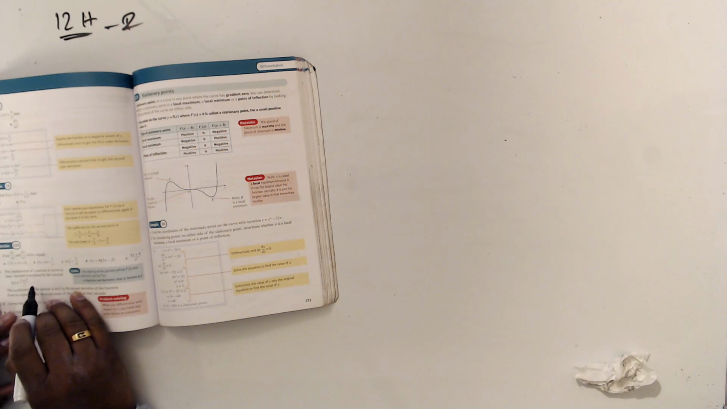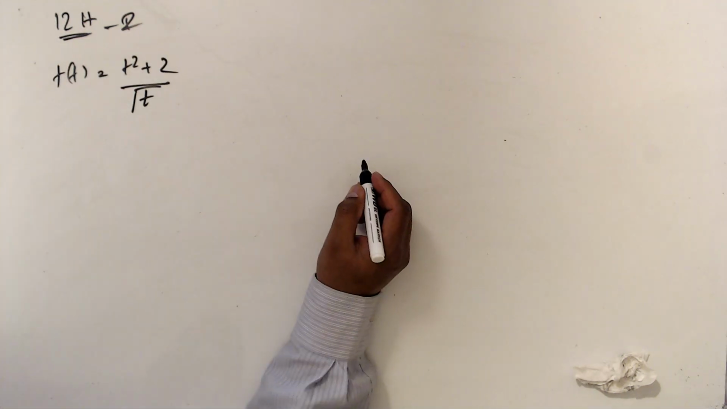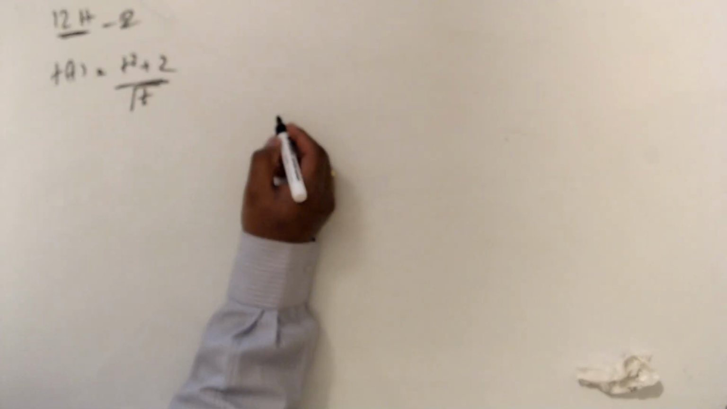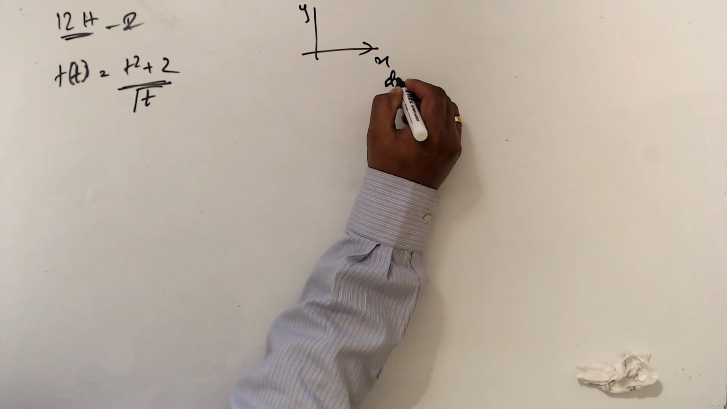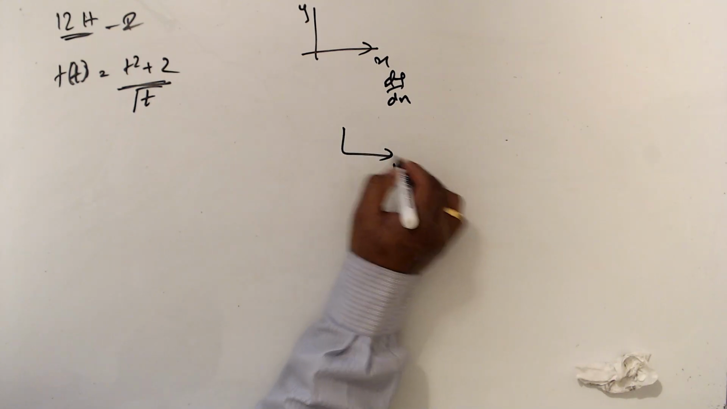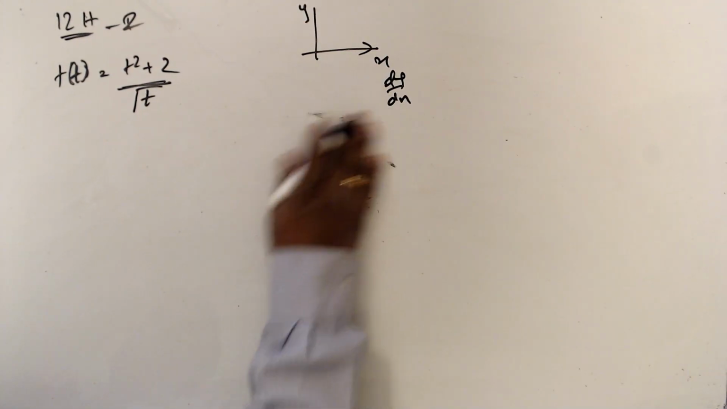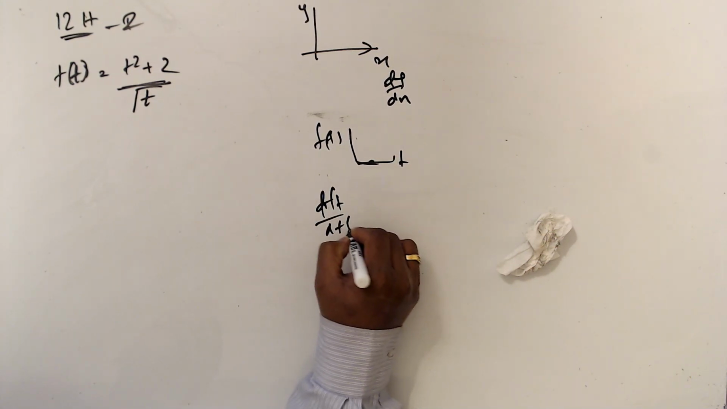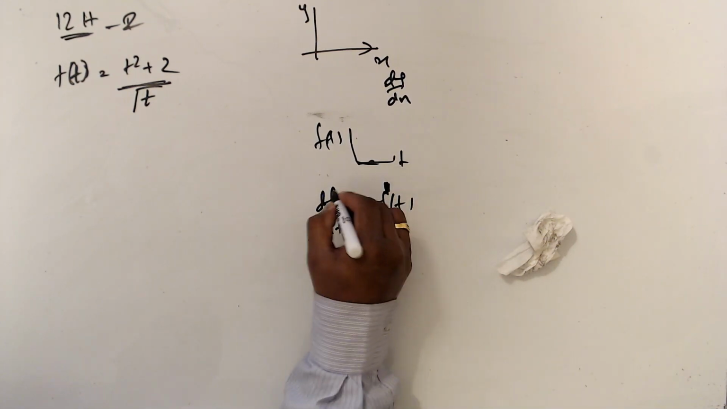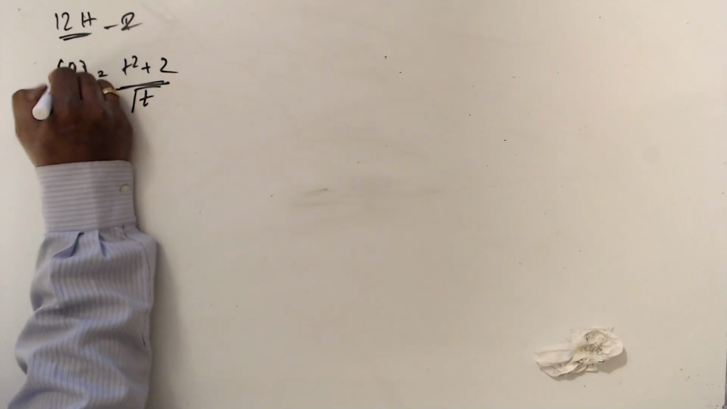Question number 2. The displacement of a particle in meters at time t seconds is modeled by the function t squared plus 2 over square root t. So we know that if it is x and y, this is dy over dx. I discussed this somewhere. This is t and y, then dy over dt. So this is f of t, and then df over dt, which is f dash t, f prime t, usually with the prime.